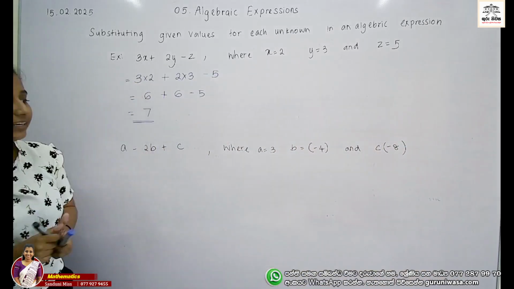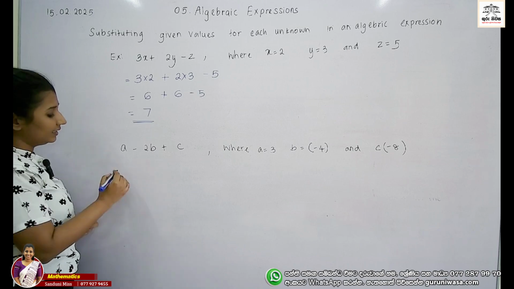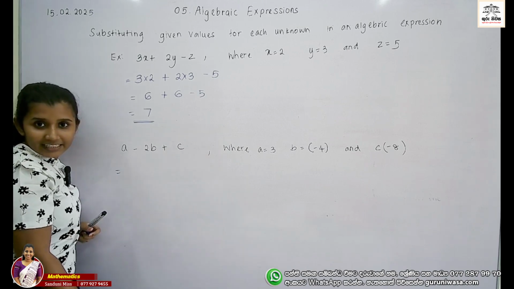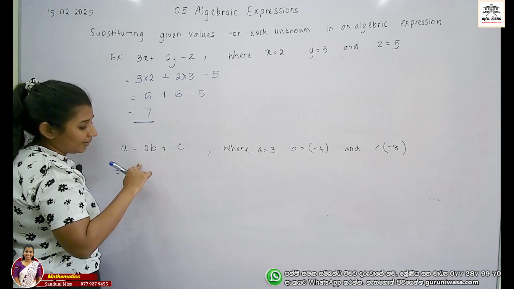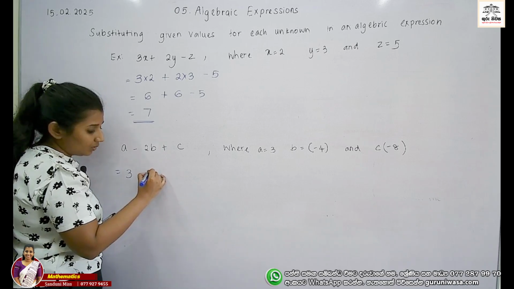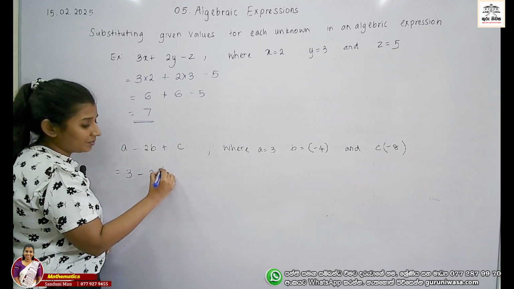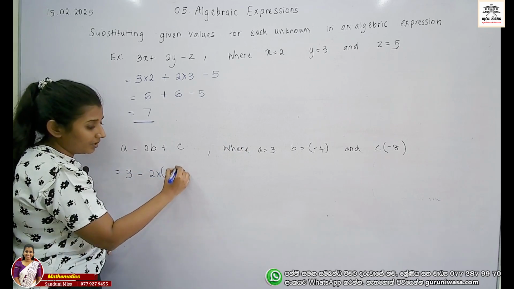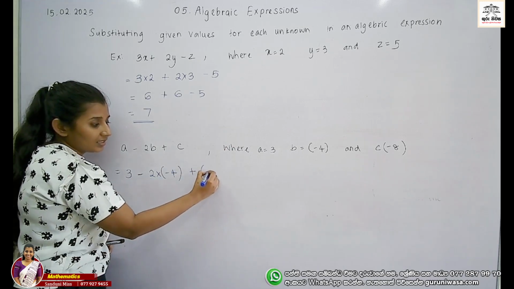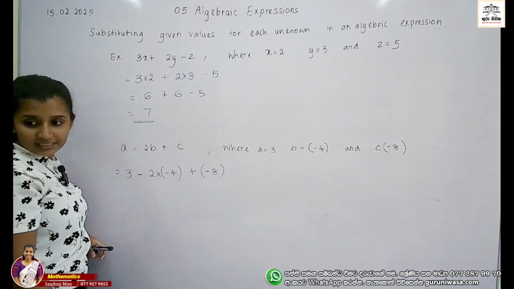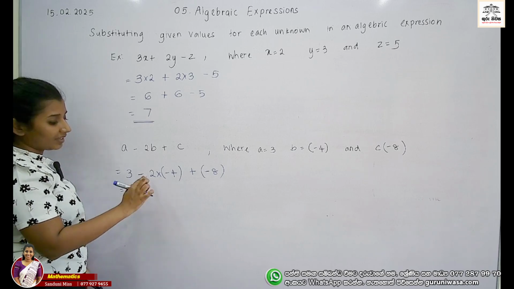Right. Shall we find this one? Now look at here. Very simple. a is 3, b is minus 4, c is minus 8. Right? Now we'll find the expression.